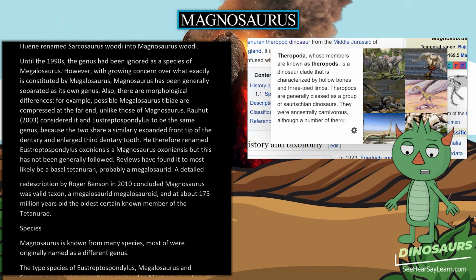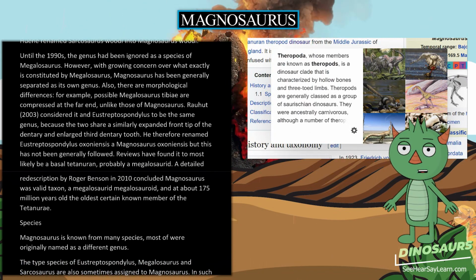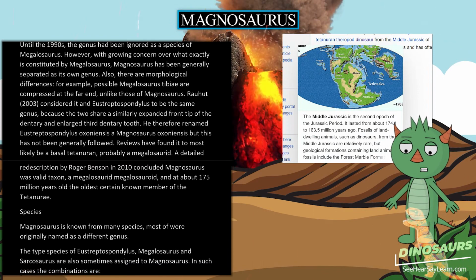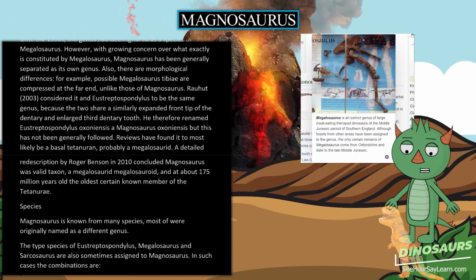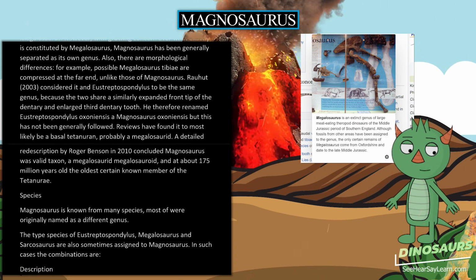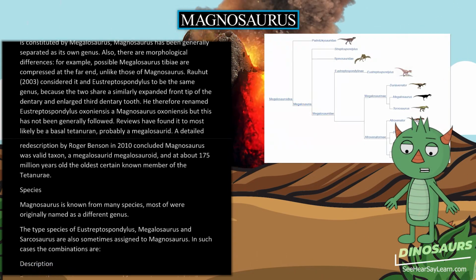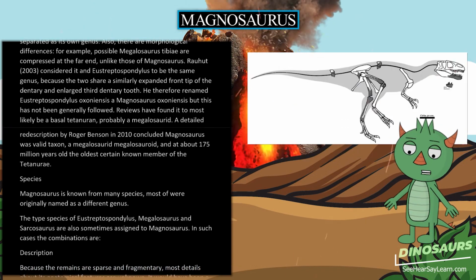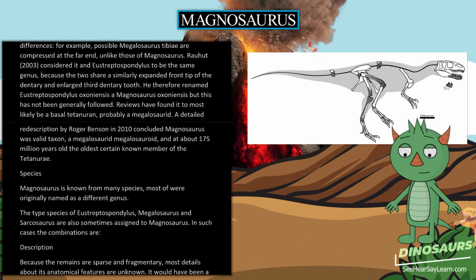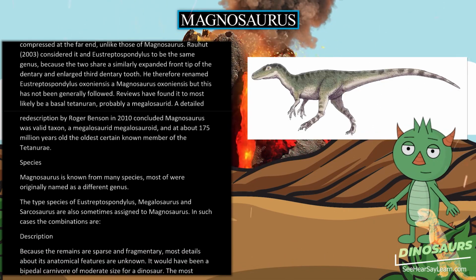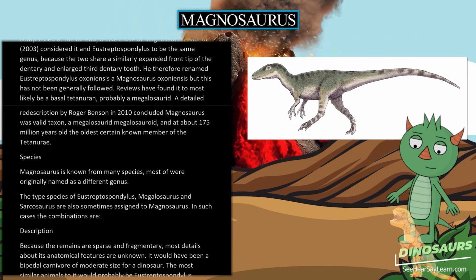A detailed redescription by Roger Benson in 2010 concluded Magnosaurus was a valid taxon, a megalosaurid, and at about 175 million years old the oldest certain known member of the Tetanurae. Species. Magnosaurus is known for many species, most of which were originally named as a different genus. The type species of Eustreptospondylus, Megalosaurus and Sarcosaurus are also sometimes assigned to Magnosaurus. In such cases the combinations are.